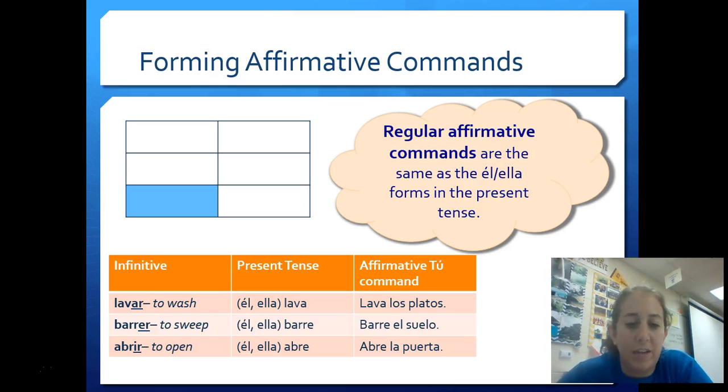So let's look at just some examples of regular AR, ER, and IR verbs. For example, lavar we know means to wash. So that third person singular conjugation is lava los platos. Wash the dishes. Barrer means to sweep, so that él, ella, usted conjugation is barre. So our affirmative command is barre el suelo. And then abrir, to open, our third person singular is abre la puerta. Alright, notice that our commands do not use our subject pronouns. We don't need a tú when using commands. Don't need it, because you're always going to be addressing someone.